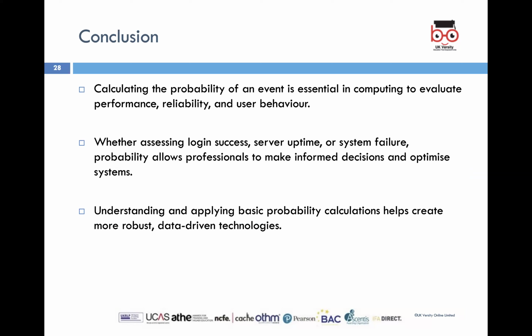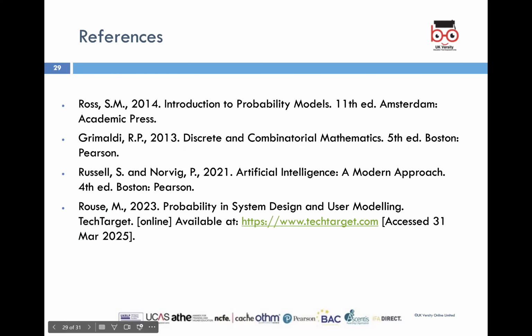The conclusion here is that calculating the probability of an event is essential in computing to evaluate performance, reliability, and user behavior, whether assessing login success, server uptime, or system failure. Probability allows professionals to make informed decisions and optimize systems. Understanding and applying basic probability calculation helps create more robust and data-driven technologies.